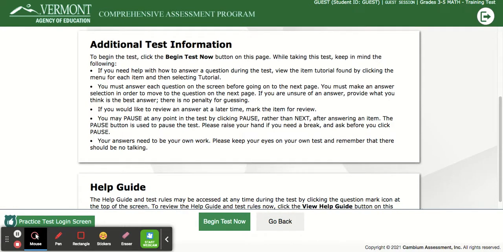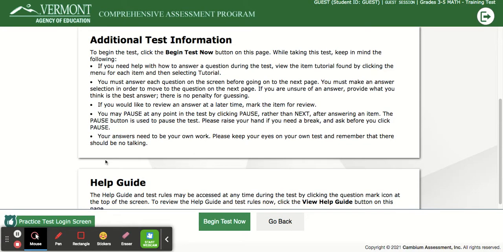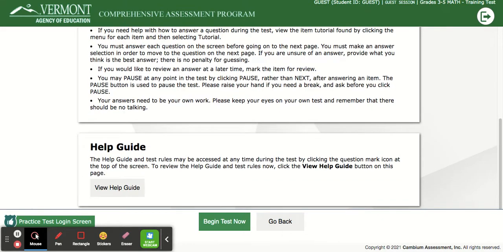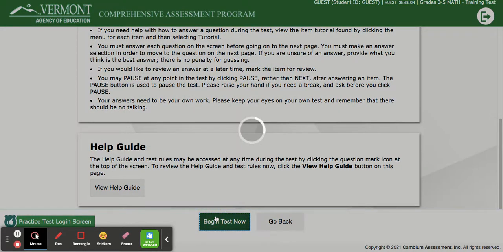Okay. Your answers need to be your own work. You're going to keep your eyes on your own test. There is no talking during the test, and I am also going to be giving you some scrap paper that you can work with. Okay? So we will click Begin Test Now so you can see some of the types of questions that you're going to see on the SBAC.